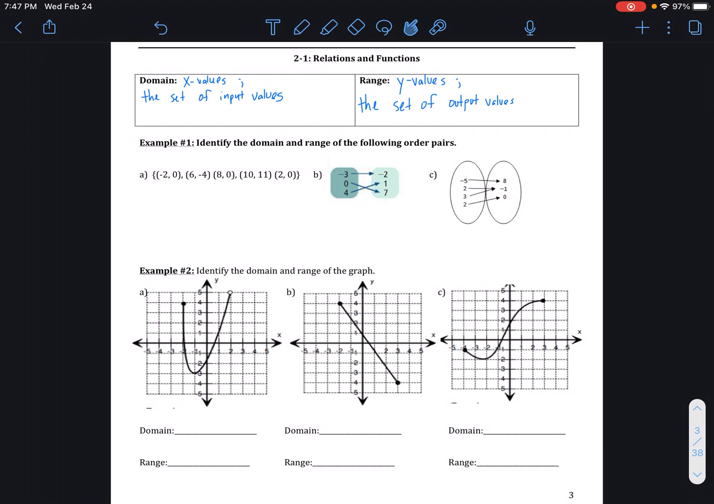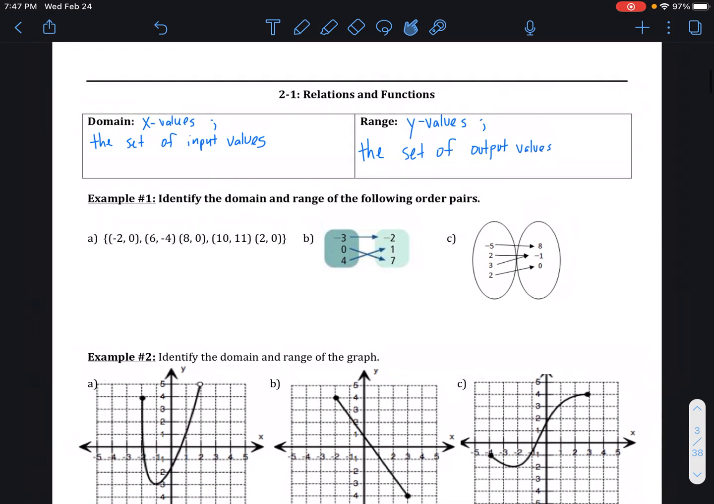So our first theme in 2.1 is we're going to be talking about relations and functions. It doesn't show it here, but the definition for a relation is just any set of ordered pairs or any set of points is a relation. Now, there's some other definitions, domain and range, which you guys learned in Algebra 1. The domain are the set of x values, also known as the set of input values. The range is the set of y values, also known as the output values.